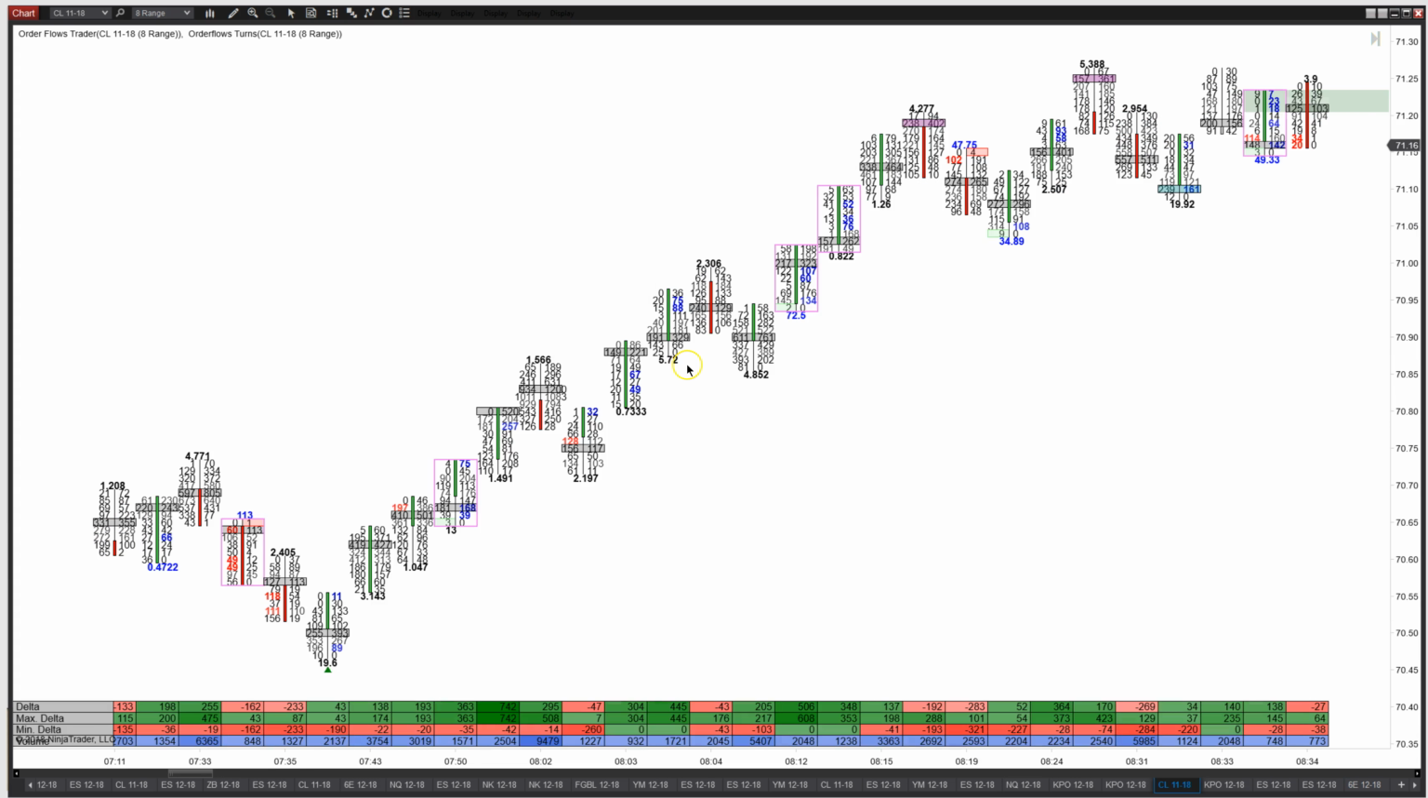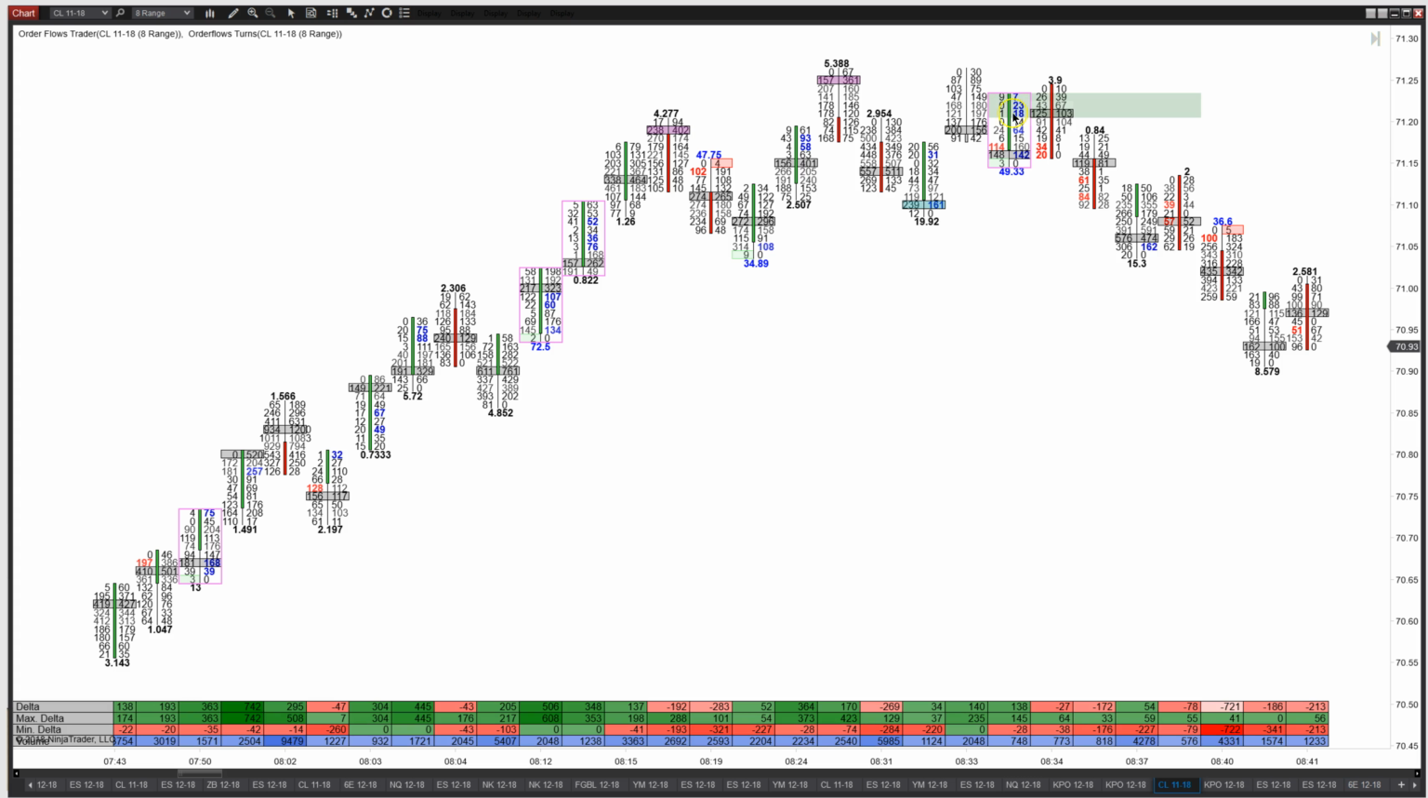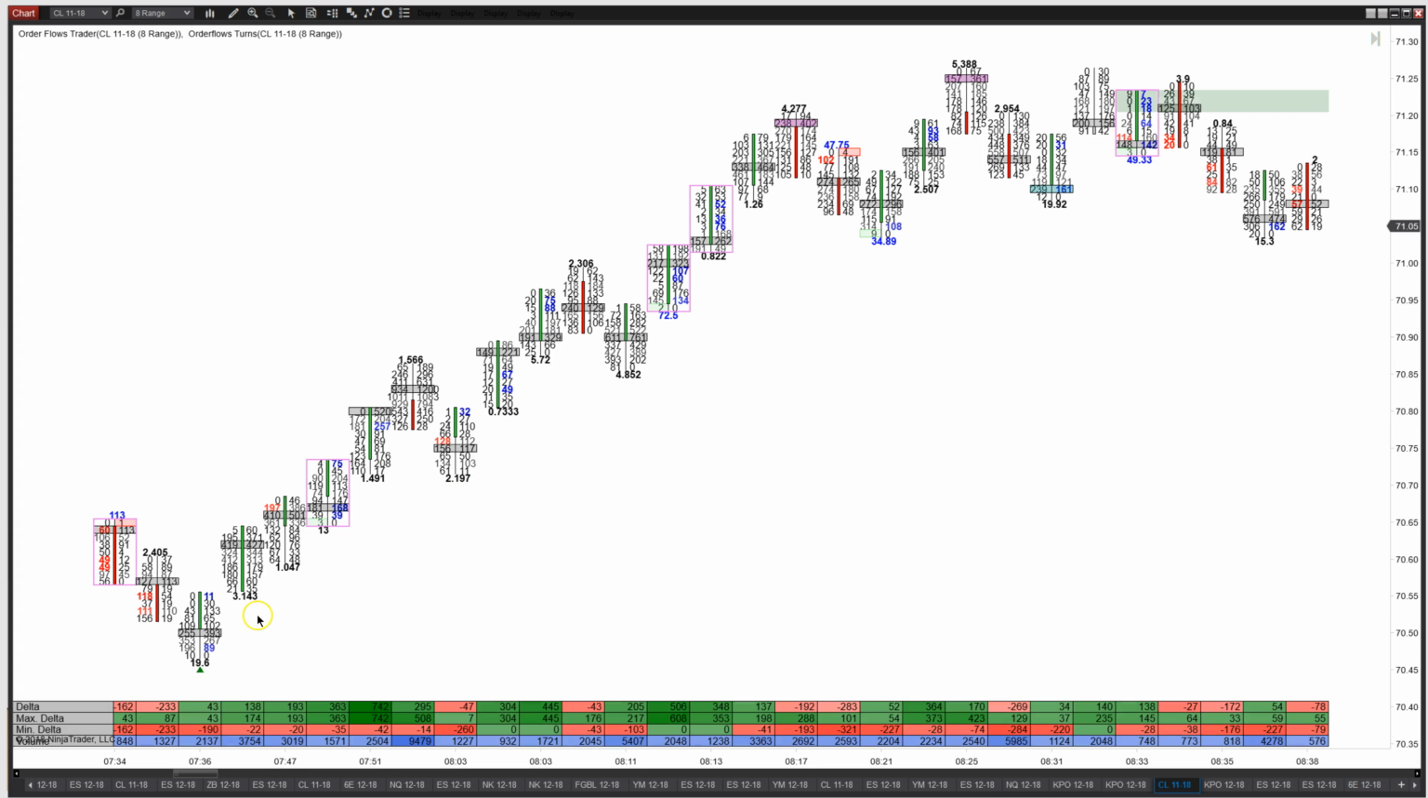The other thing that's unique to my software is that we highlight the multiple imbalances in a bar. A stacked imbalance is three or more imbalances stacked on top of each other. You see here, 7 against 0, 23 against 1, 18 against 0. Yeah, that's a stacked imbalance. But there are bars that have three imbalances in them that are not stacked. Here you've got 0 against 75.